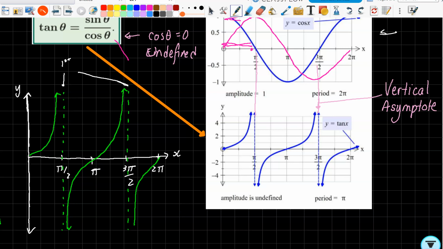Go on. The things that I want you to note in your book. First up, the amplitude of tan. It is undefined. Why?